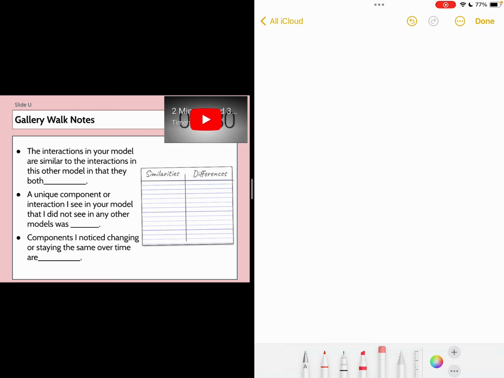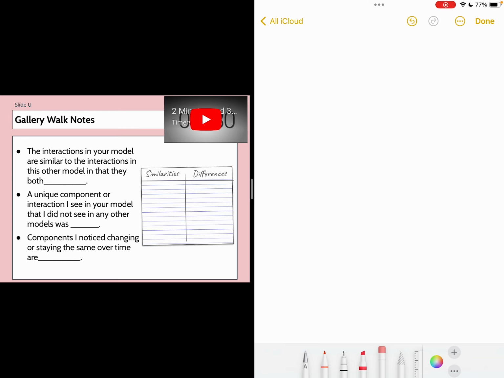Now, if you were absent on Friday, you are to come into Nest so you can view other students' models and get an idea of what a good model looks like versus what it doesn't look like, and make your own opinions on these models.